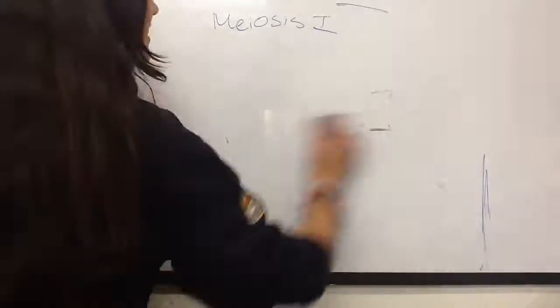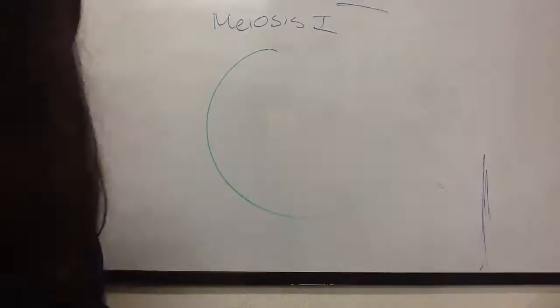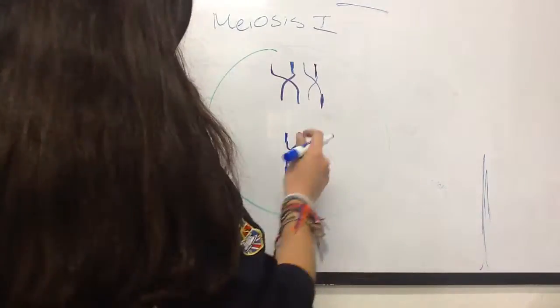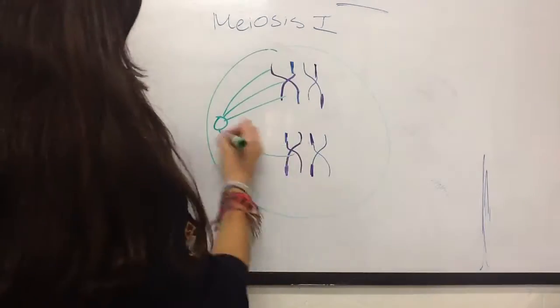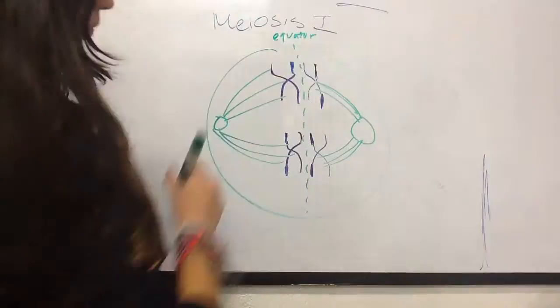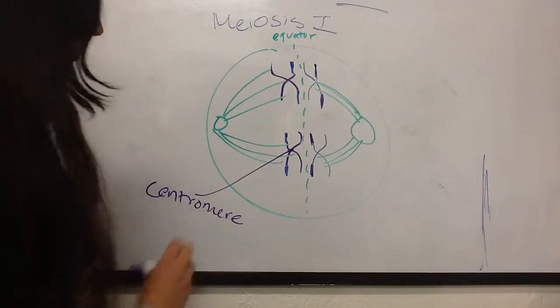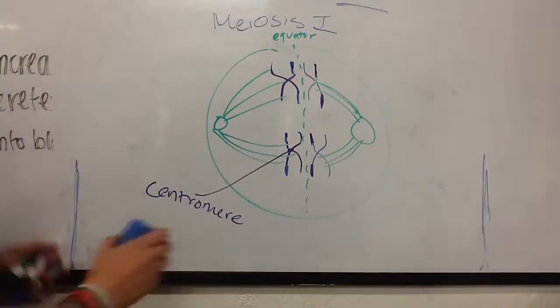Metaphase 1. Spindle microtubules move homologous pairs to the equator of the cell. Orientation of paternal and maternal chromosomes on either side of the equator is random and independent of other homologous pairs.